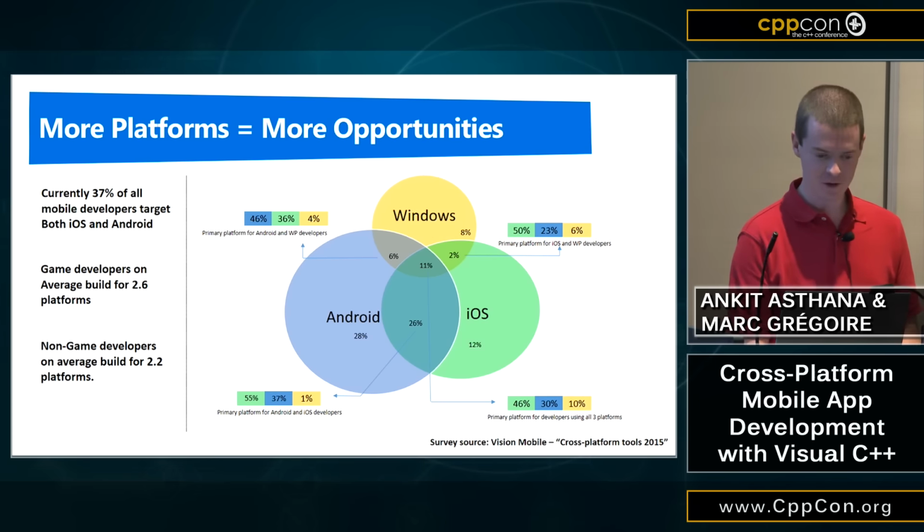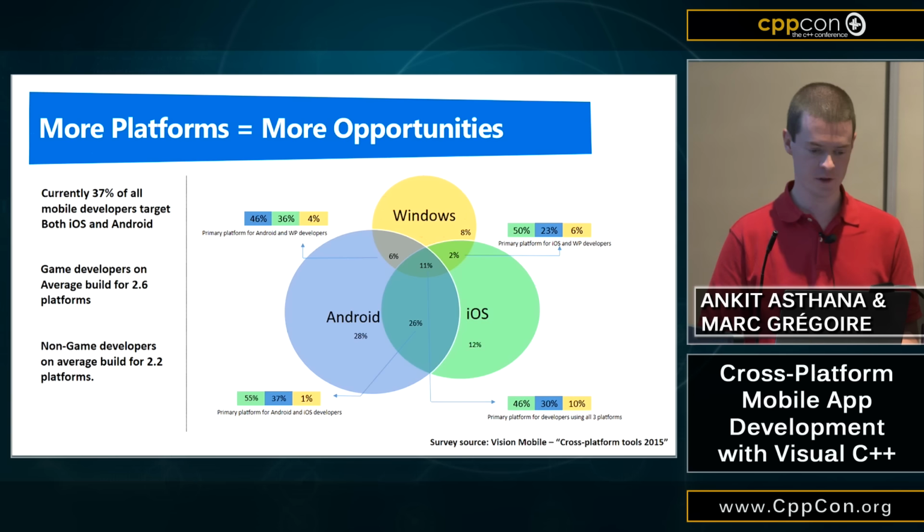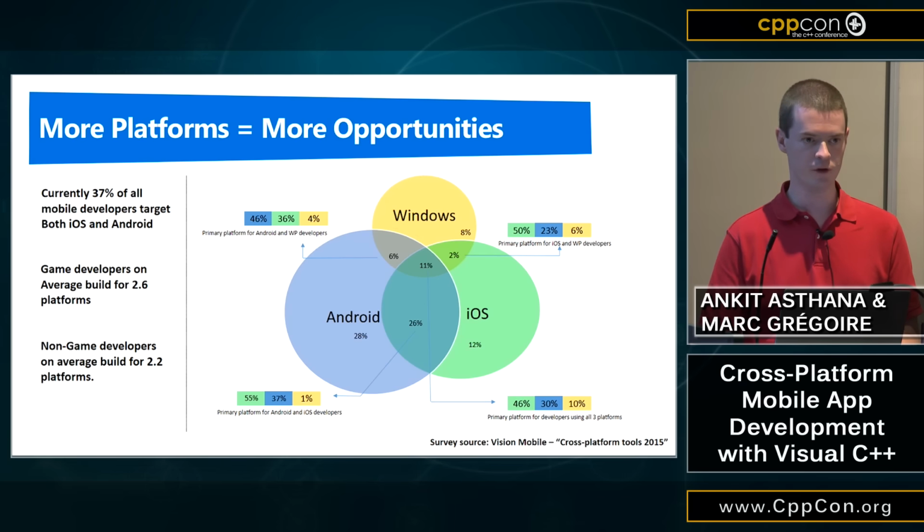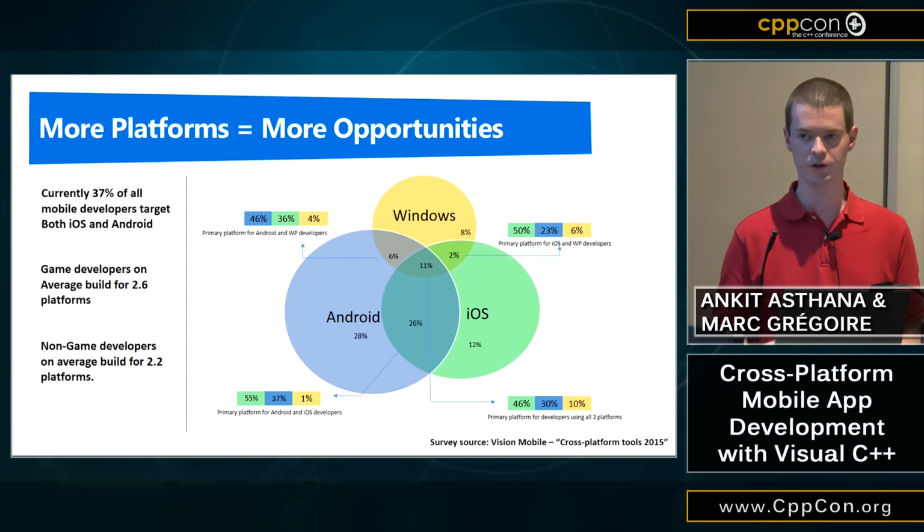The survey also showed that on average, game developers develop for 2.6 platforms, and non-game developers only for 2.2 platforms. I think that probably has to do with the fact that if you develop a non-game app, you have to make sure that the UI is platform specific, while if you make a game, it can look exactly the same on all three platforms, so it's a little bit less work.